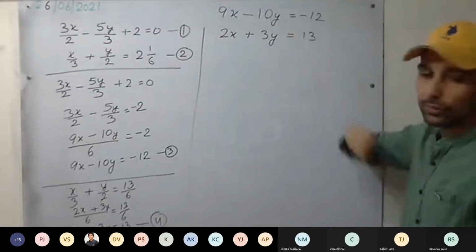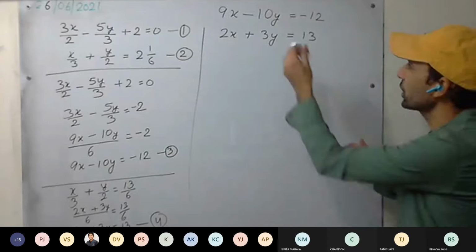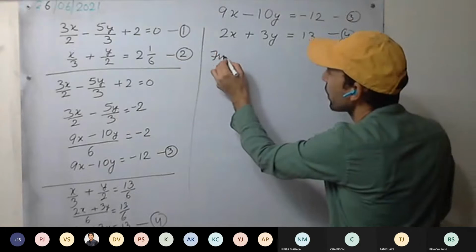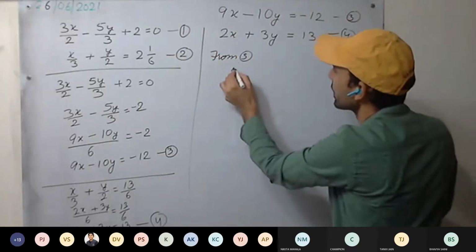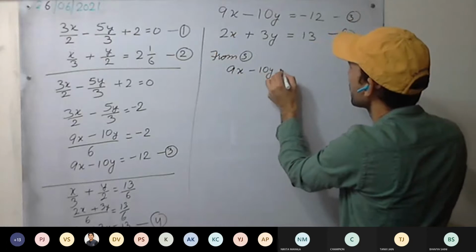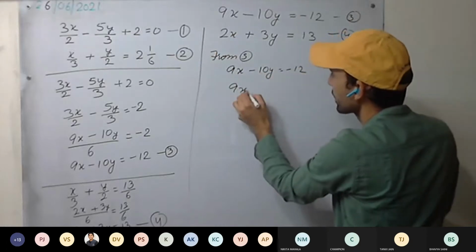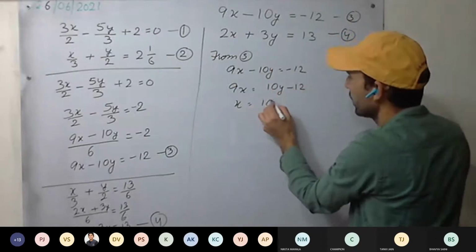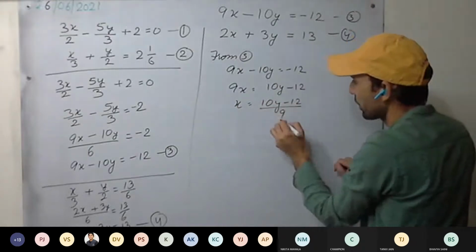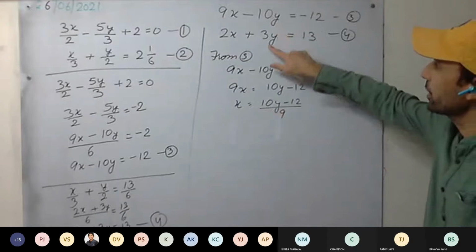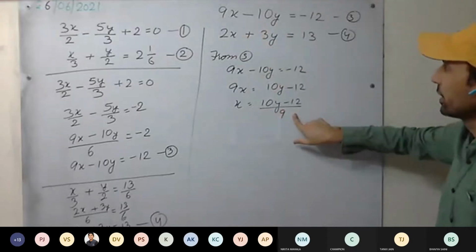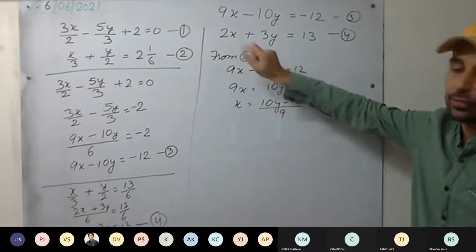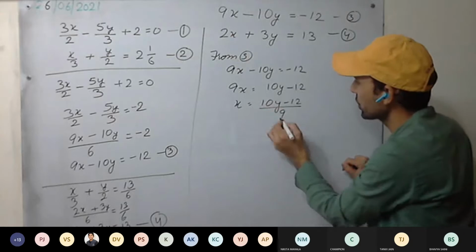So if you are calculating from the first equation, x will be, so from first, okay, this equation is third, this is fourth. So I'm taking from third. 9x minus 10y equal to minus 12. 9x equal to 10y minus 12 and x equal to 10y minus 12 divided by 9. Okay, you can take from any of the equations. I'm taking from the first. It's easier to take x from the second equation, so do it that way as well. x equal to this much.